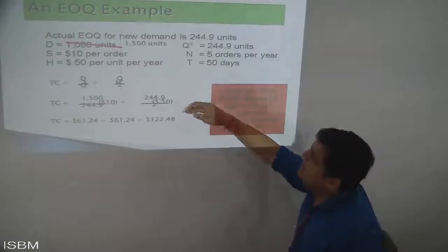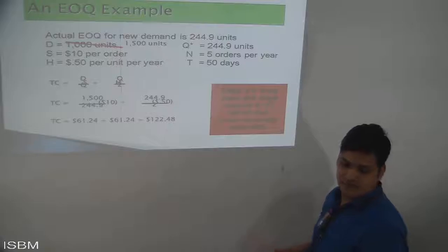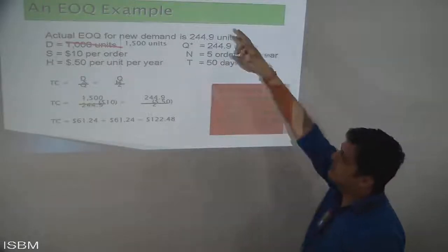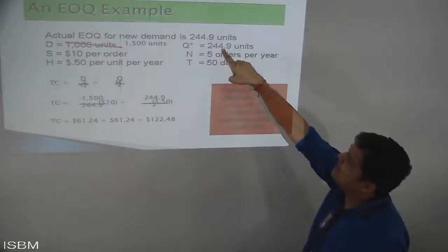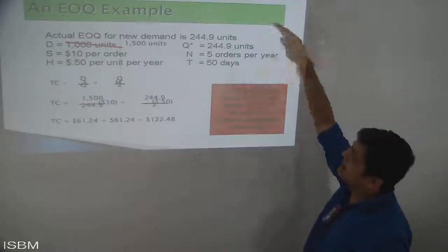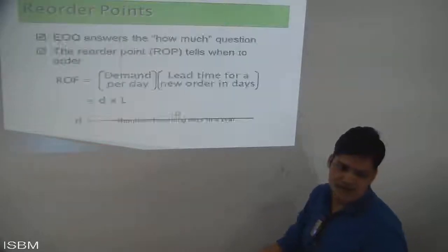So from this we can see that when the reorder quantity is increasing, our total cost is decreasing. In case the demand is increasing, our total cost is also increasing. When the reorder quantity is increasing, our cost is decreasing. So it is vice versa.